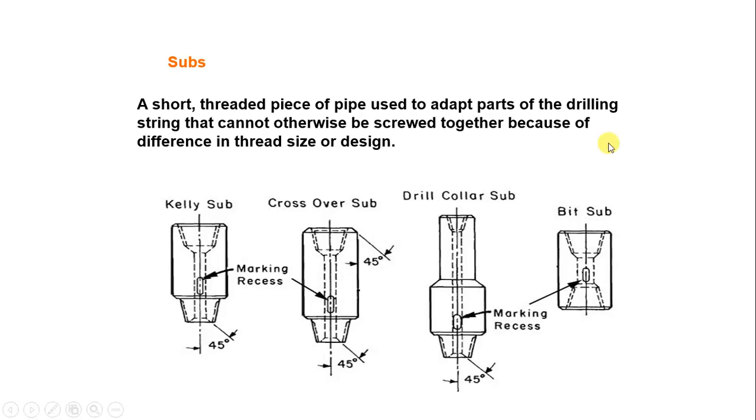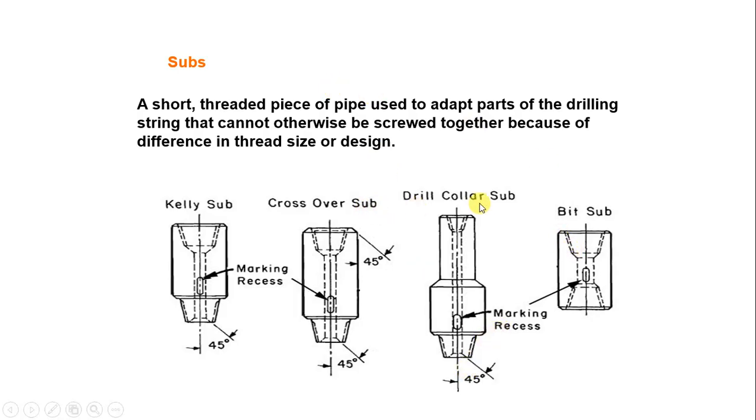So I have to put a double box sub, which is called the bit sub. Here this is box and this is box, so it can adapt the bit from below and the drill collar from above, and this is called the bit sub. Also, it has a recess inside, so we can put the float valve inside it if we need to, to avoid any well control issue during drilling. Okay, this is number one.